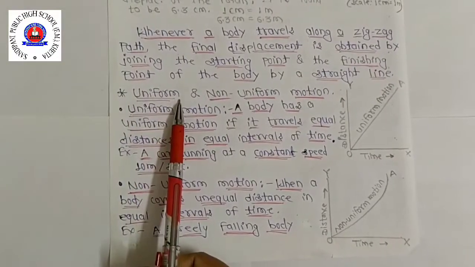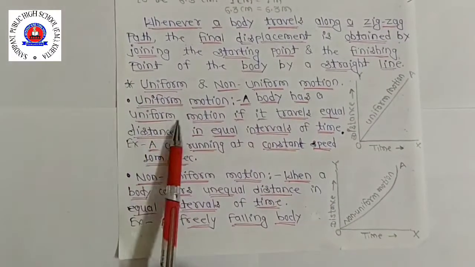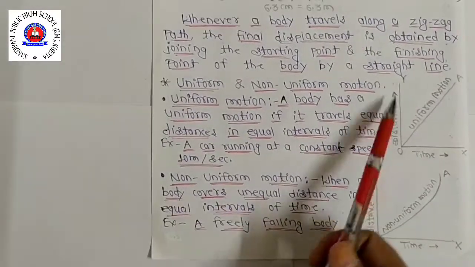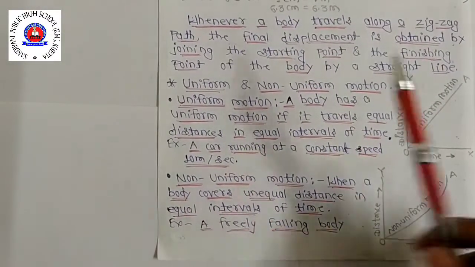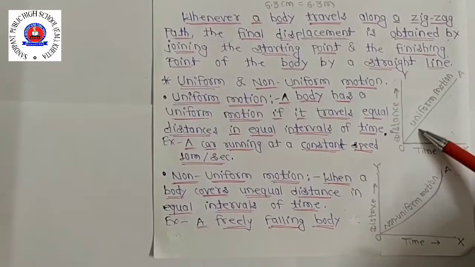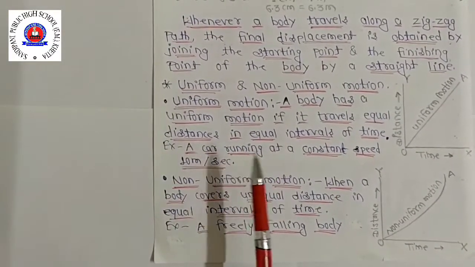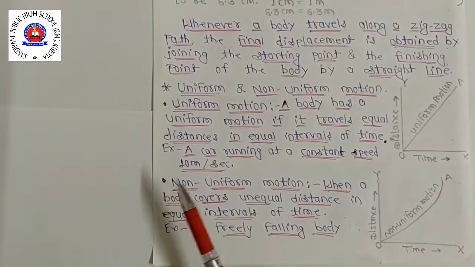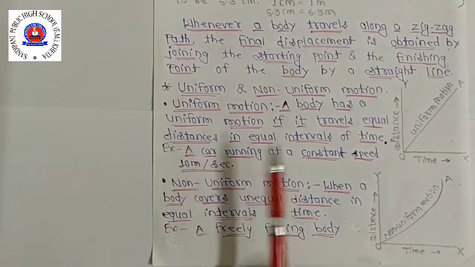Now next is uniform and non-uniform motion. A body has a uniform motion if it travels equal distance in equal intervals of time. Here is the distance time graph for a body having a uniform motion in a straight line. So when you plot it, the straight line shows that the motion is happening at a constant and uniform speed. For example, a car running at a constant speed of 10 meters per second will cover an equal distance of 10 meters every second, so its motion will be uniform.